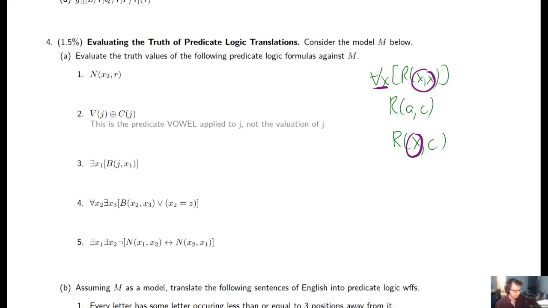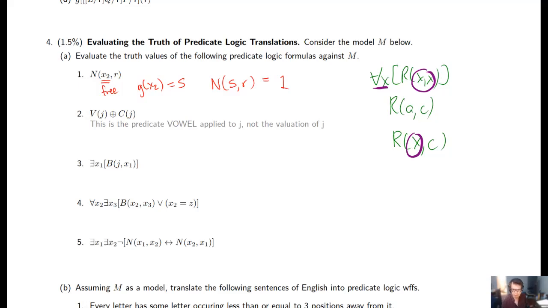So in this question with X2, this is a free variable. And because it's free, we need to take a look at the assignment function and see what it is. If my memory serves me well, g of x2 was S. So what this means is we need to evaluate this and say, okay, is NSR true? And I believe S is near R in the alphabet, so that was true. Okay, so that was done well.